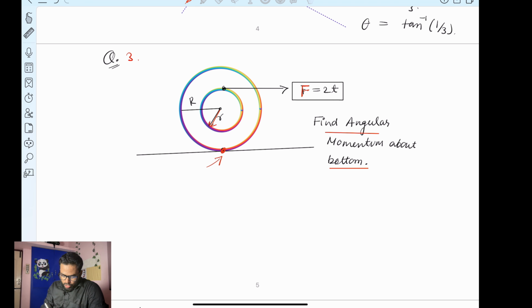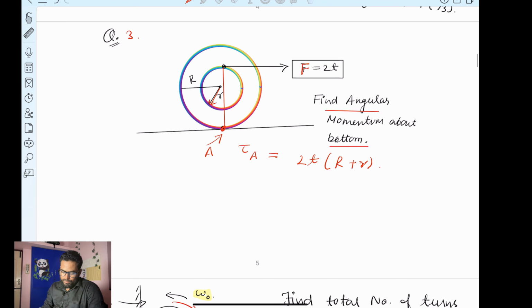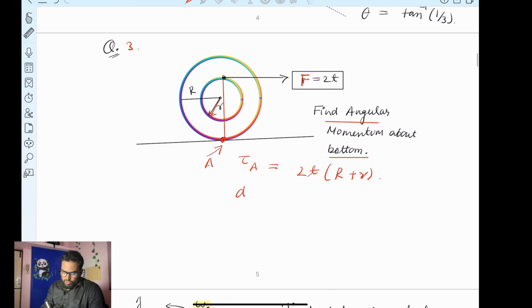If I talk about the torque about point A, the torque would be given by the force, which is 2t, times the perpendicular distance from this point, R plus small r. Okay, this is tau. We know that torque is the rate of change of angular momentum. So tau equals dL by dt, which is 2t (R plus r).